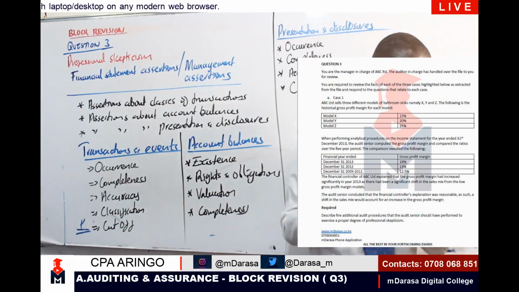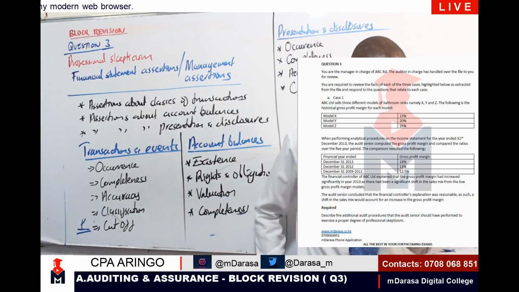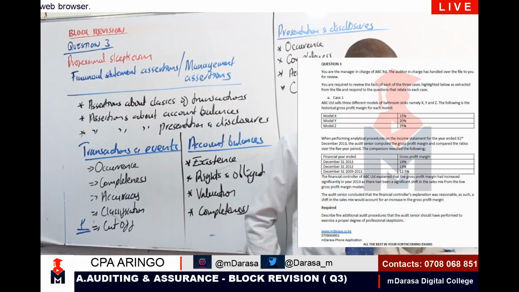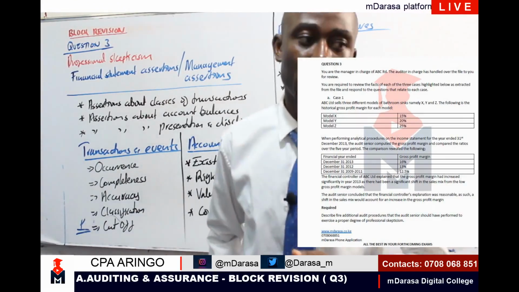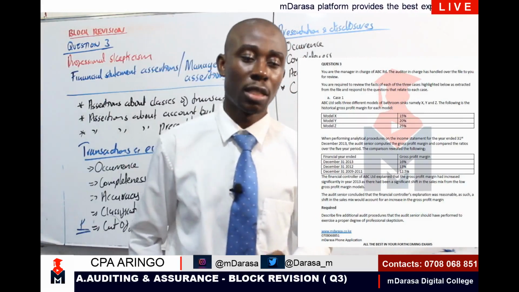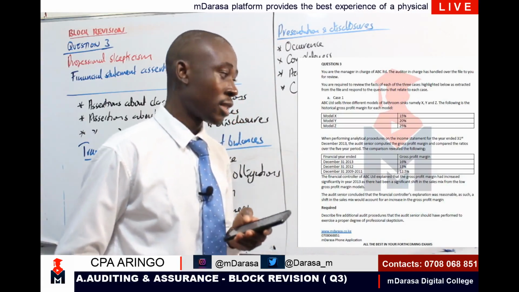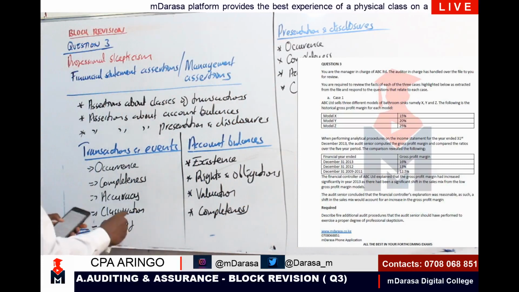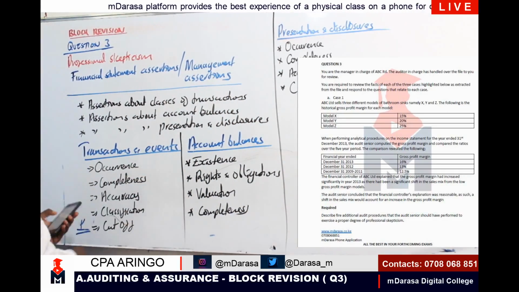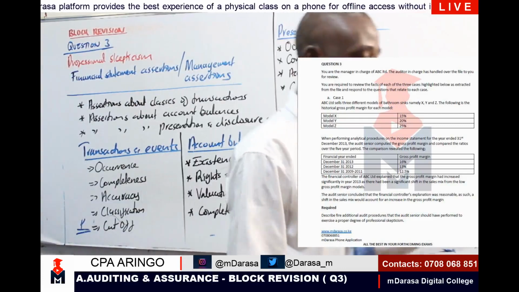So back to our question, where we were asked to describe 5 additional audit procedures that the audit senior should have performed to exercise a proper degree of professional skepticism. These are aspects of claims that management had given to us. These are transactions basis, right? So for transactions, I'll just look at what? The audit procedures that I should conduct on transactions. Talk about occurrence, completeness, accuracy, classification, as well as the cutoff.